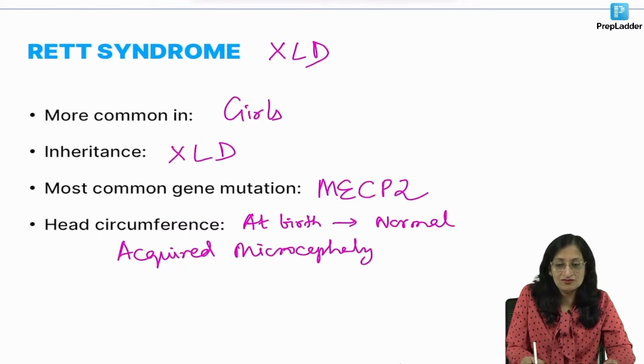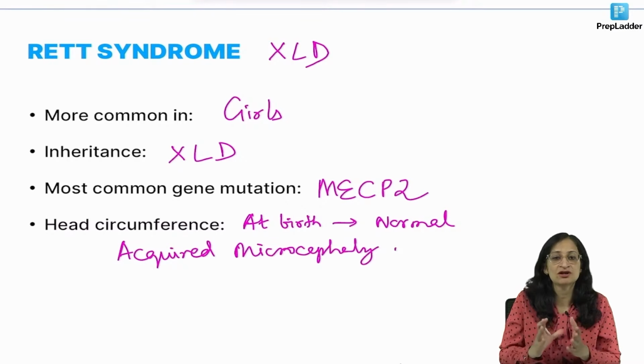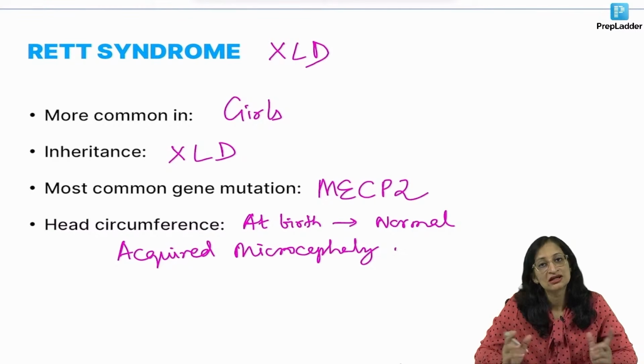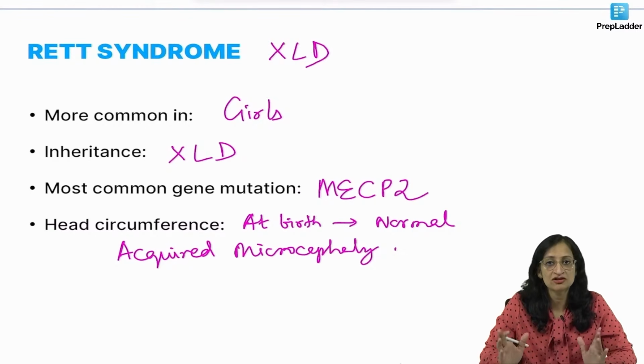What else? They have developmental delay and they have stereotypic abnormal hand wringing movements. So they will move their hands like this. So abnormal stereotypic hand wringing movements are there. It can be associated with seizures, breathing difficulties, and so on.